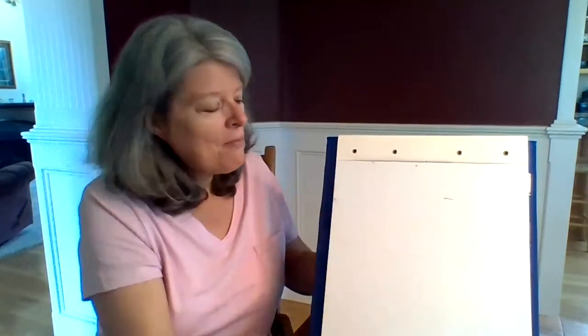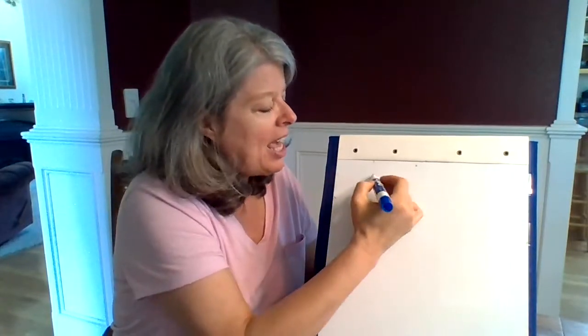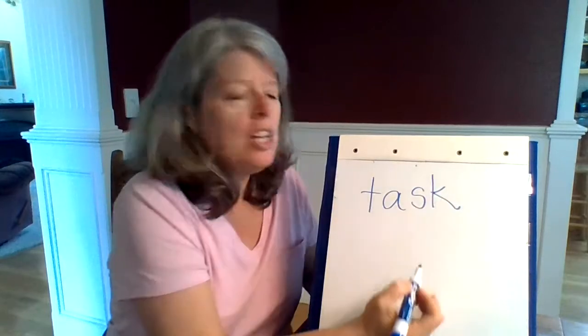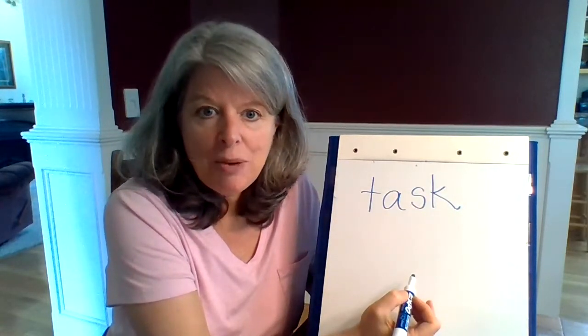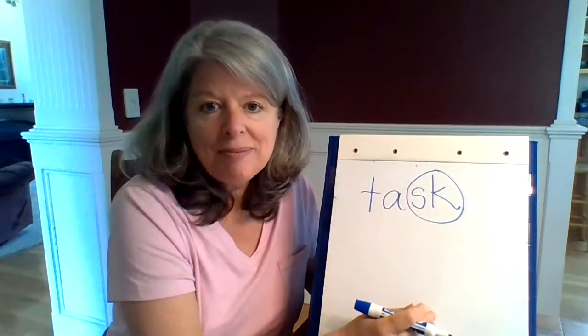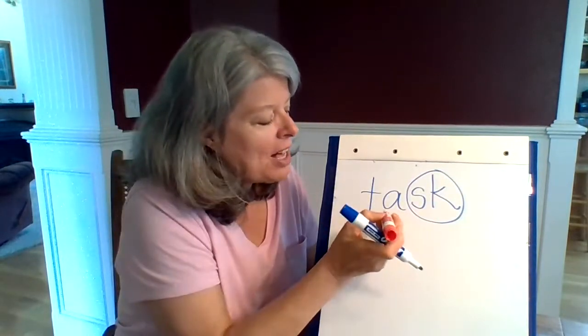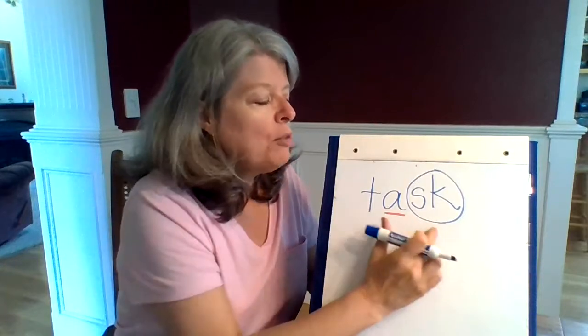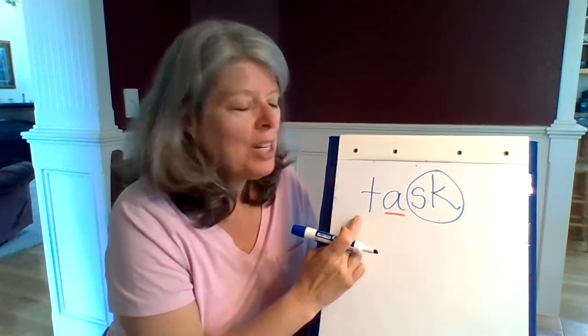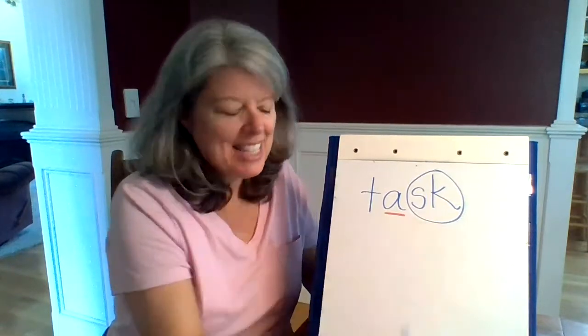Good job. One more. T, A, S, K. Do you see a consonant blend that we can circle? SK. Double letters? No. Underline your vowel. The vowel is followed by consonants, so the vowel says a, and the word is task.